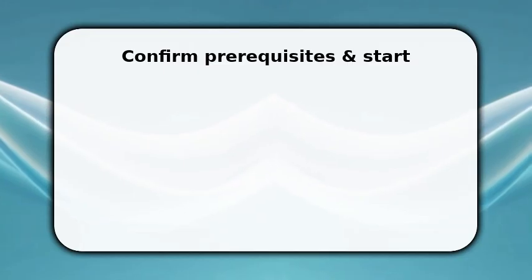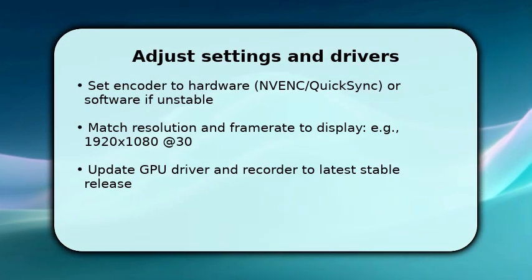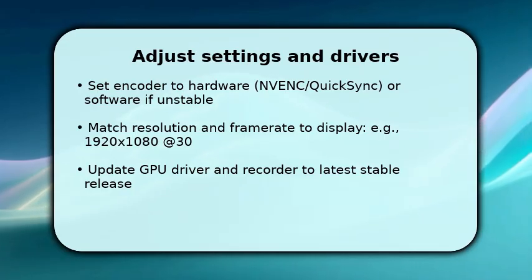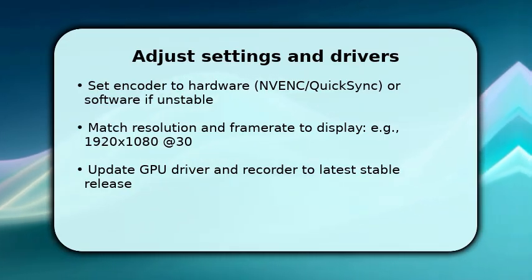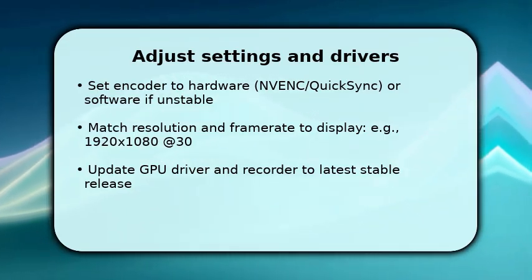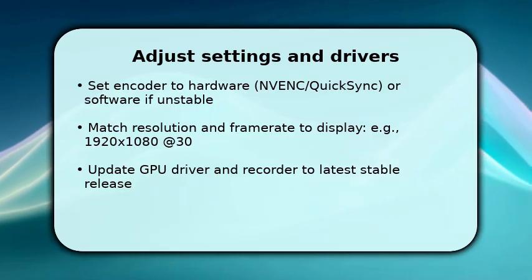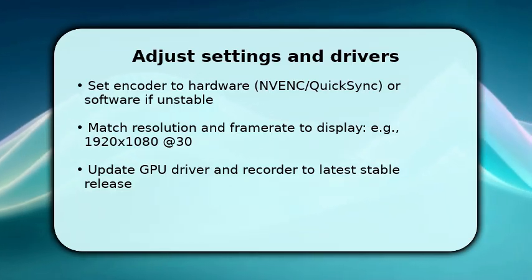Next, you tune settings and drivers to stabilize capture. Switch to a hardware encoder like NVENC if CPU is bottlenecked, or use software when hardware drivers misbehave. Make sure your output resolution and frame rate match your display. Mismatches cause scaling and dropped frames.